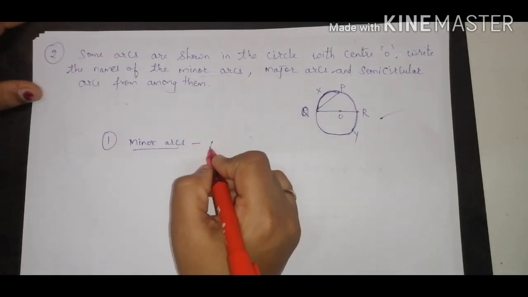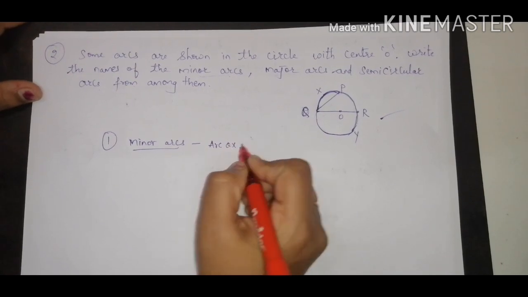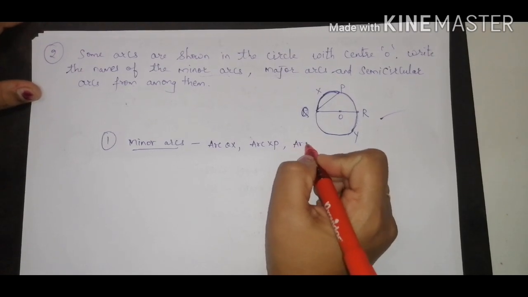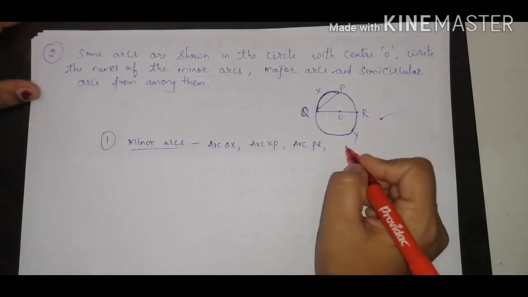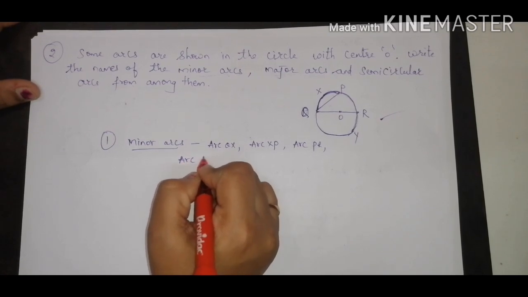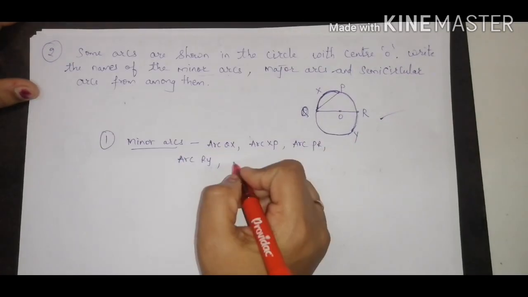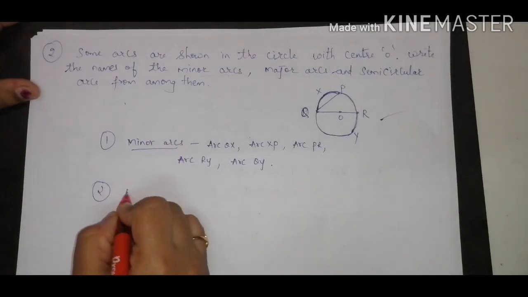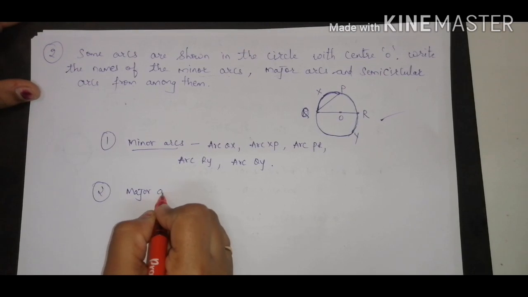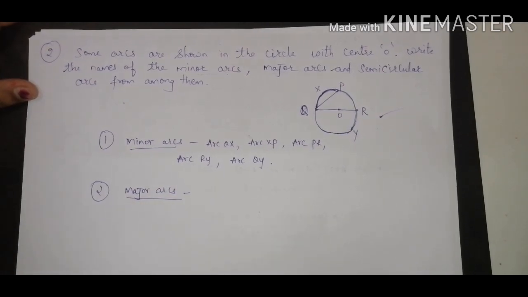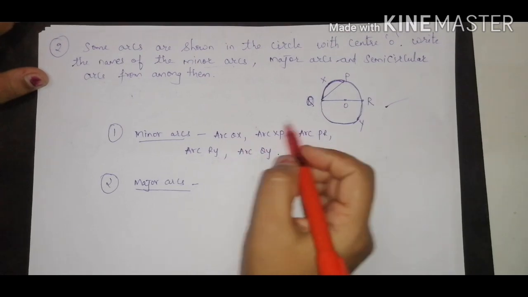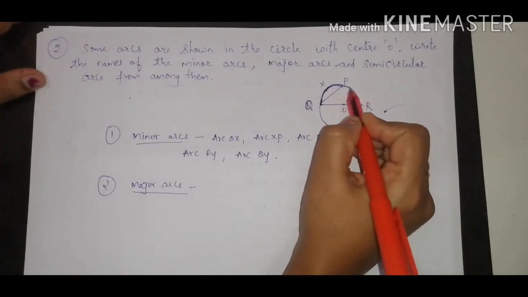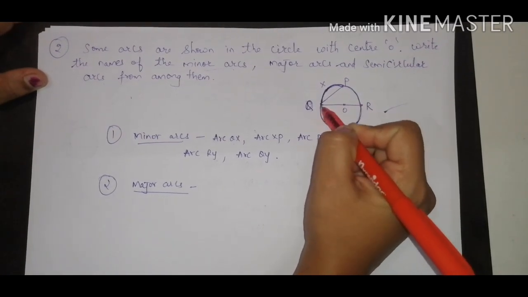So minor arcs: arc QX, arc XP, arc PR, arc RY and arc QY. Now let's find out major arcs. In minor arcs we have taken QX. If you leave QX, this remaining full one will be the major arc.